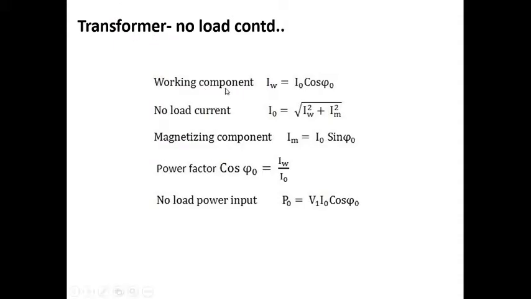Now the working component IW is equal to I0 cos phi 0, from the diagram we can see. Again the no load current I0 is equal to the root of IW square plus Im square. Magnetizing current Im is equal to I0 sin phi 0. Power factor cos phi 0 is equal to IW by I0. No load power input P0 is equal to V1 I0 cos phi 0.